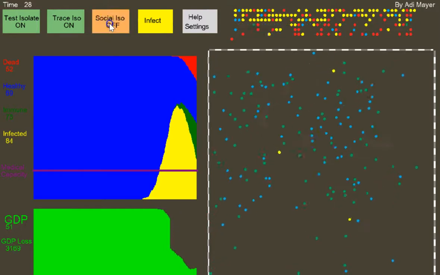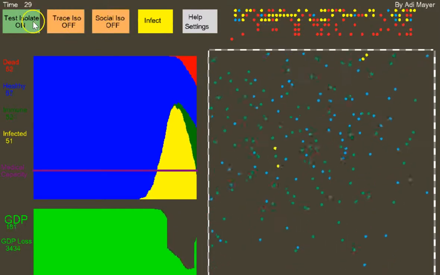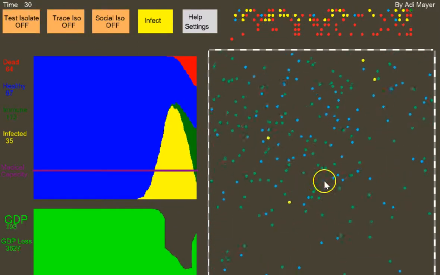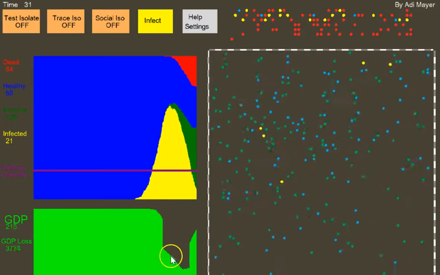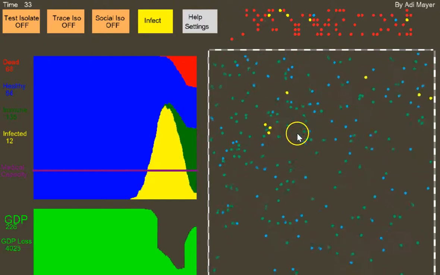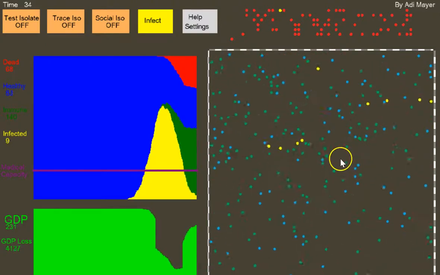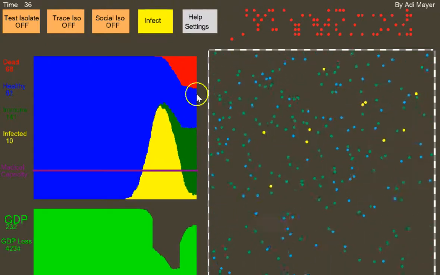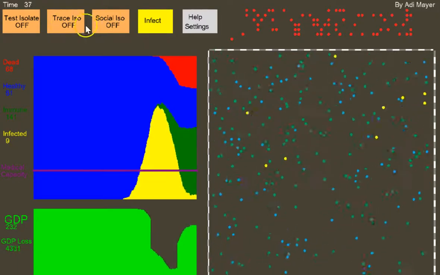Now I remove the isolation restrictions, and people come back and move around. That means GDP goes back up, but obviously now there's again some risk for the further spread of this infection. So you can play around with the timing of all of these policies.